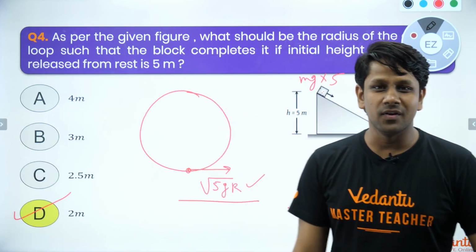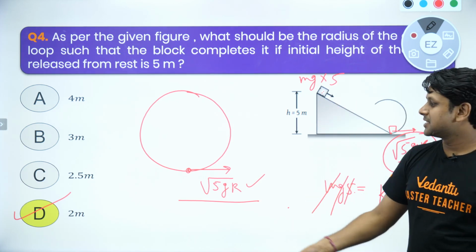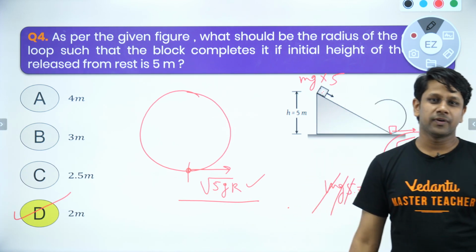What is the concept involved here? One concept is simple energy conservation and one concept is the minimum velocity needed, root 5gr.